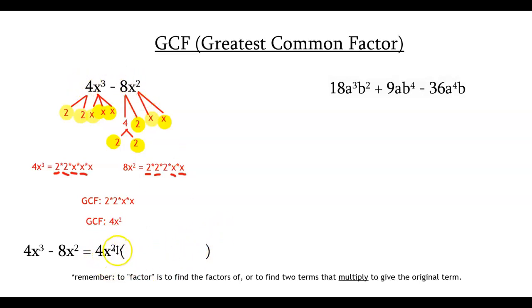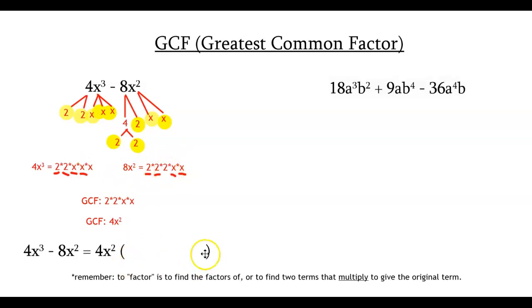Well, 4x squared times something is going to give me 4x to the third. And then 4x squared times something is going to give me 8x squared. The trick is to look for the pieces that are left over in our prime factorization lists. For example, if I look back at the 4x to the third, the thing that was left over is x. For 8x squared, the thing that was left over is 2.